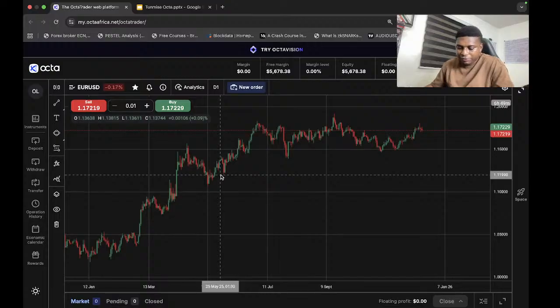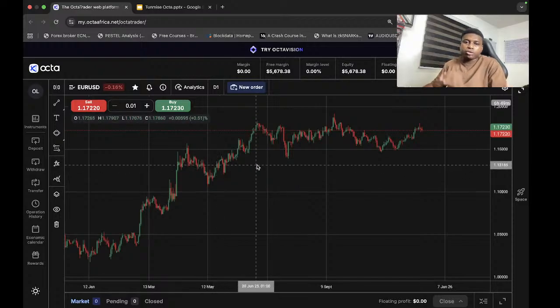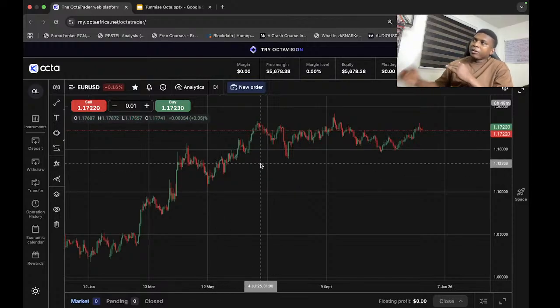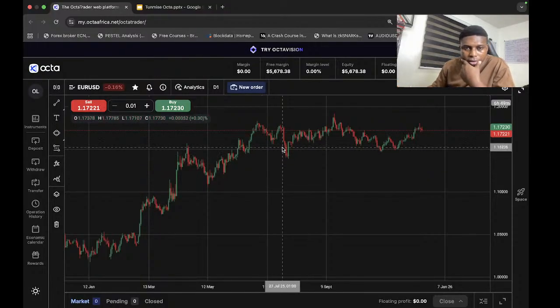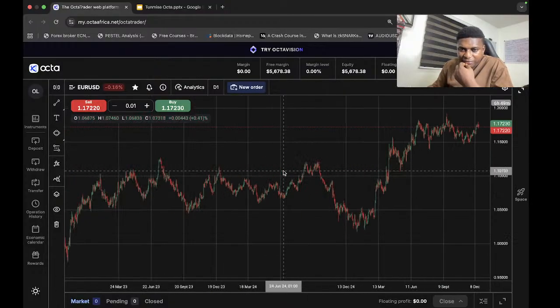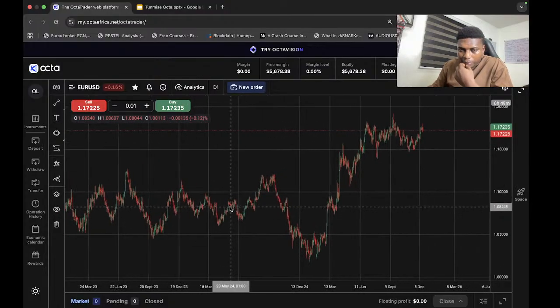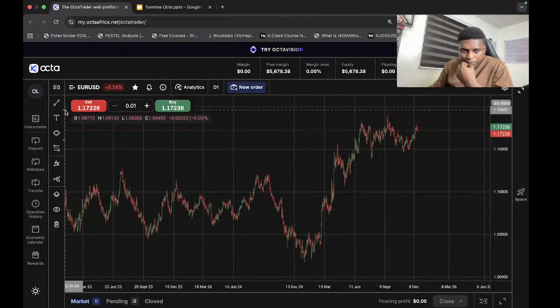This is the daily time frame. Now, what we want to do from here is to analyze the market from the top to the bottom, like we have said earlier. All right, so we are targeting top to bottom approach. Now, we are currently on a daily time frame, so let's analyze from top to bottom.